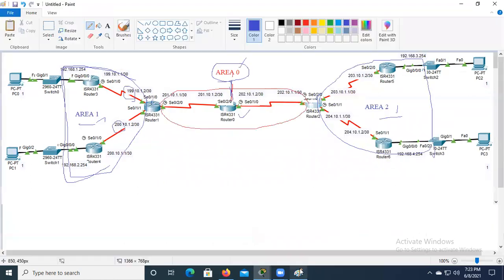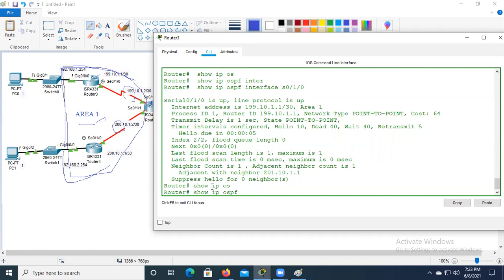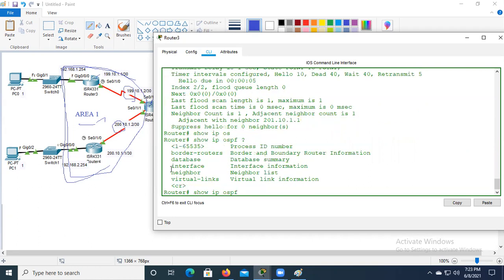If you don't assign a router ID manually, it will take the loopback address, but we didn't create any loopback. If you create the loopbacks, it will take the loopbacks as the router ID for the router. Yes. So once you give show IP route, we have some other show commands: show IP OSPF neighbor, show IP OSPF interface, and again we have a database command.